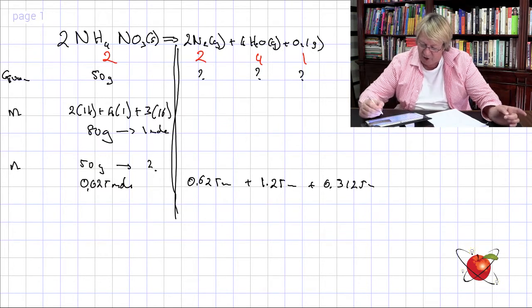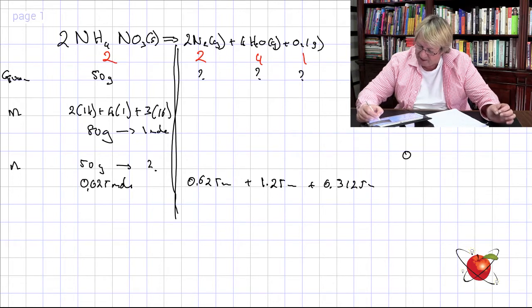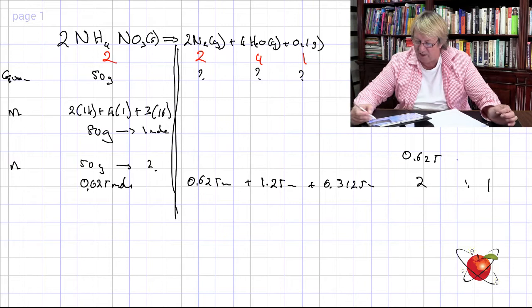How did we get 0.3125? It reacts in the ratio 2:1. So 0.625 is a ratio of 2:1. What's the other one? You divide it by half, to get 2:1, and that gives us 0.3125.